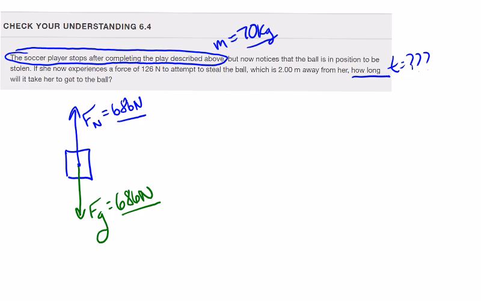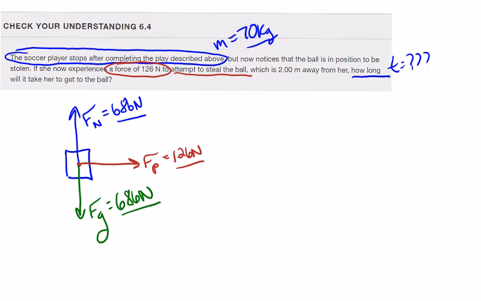So it says she experiences a force of 126 newtons to attempt to steal the ball. So the idea is there's going to be some kind of propelling force on her. This time they give that to us. That's 126 newtons. I'm going to assume, it doesn't say it in here, but we had it earlier, that there's no air resistance, no basically resistive forces slowing her down, so that's going to have her going.